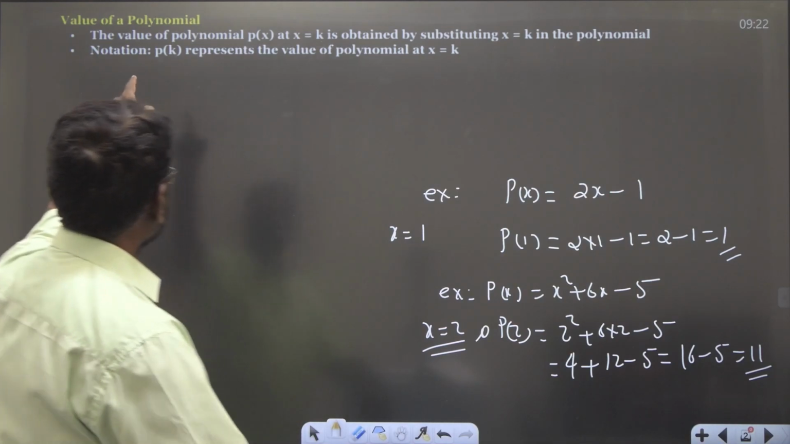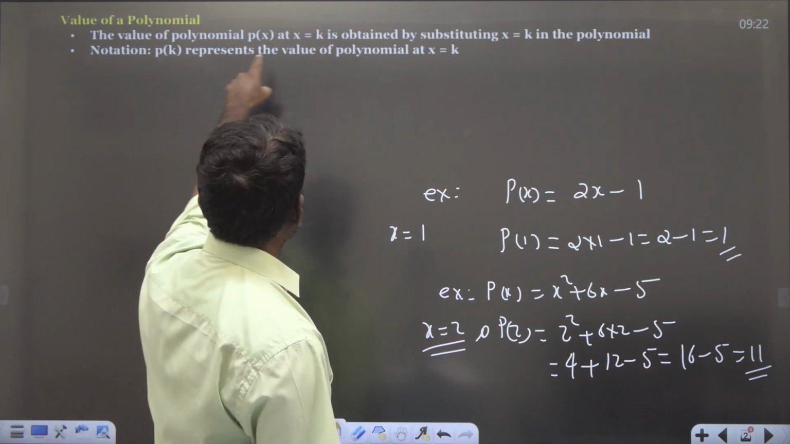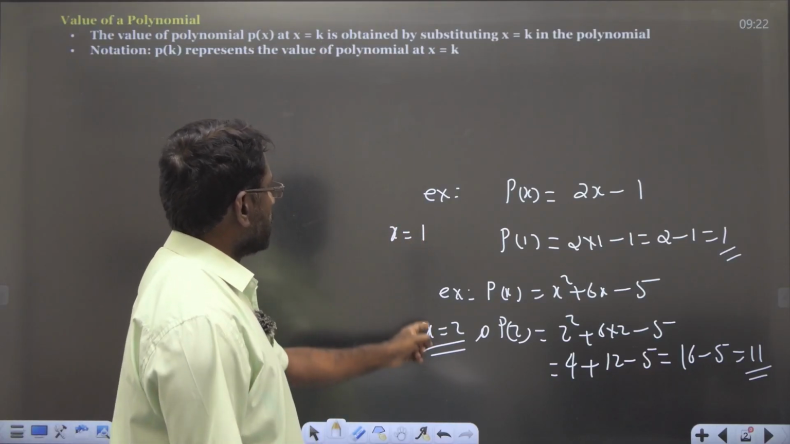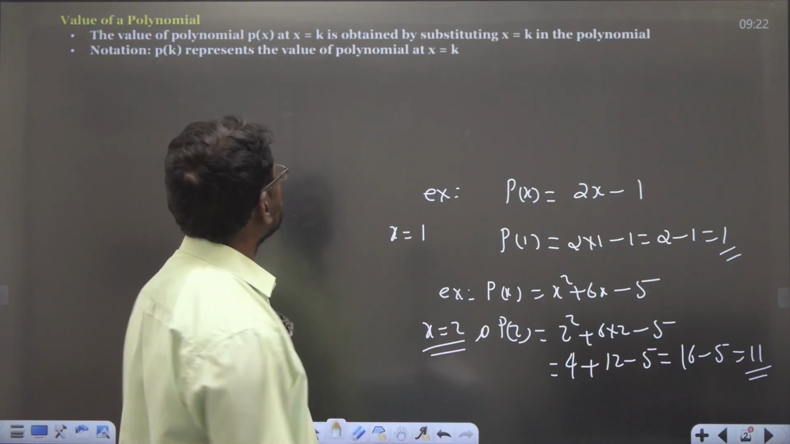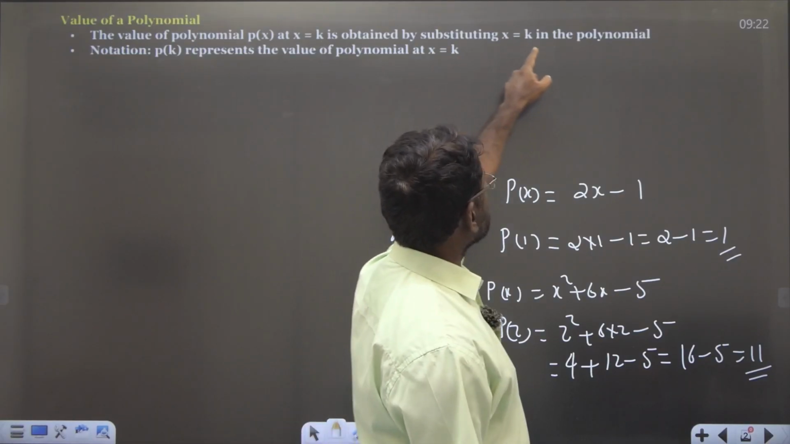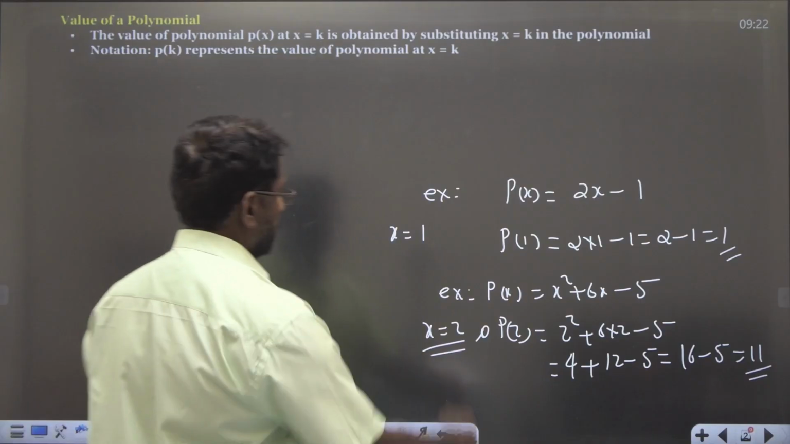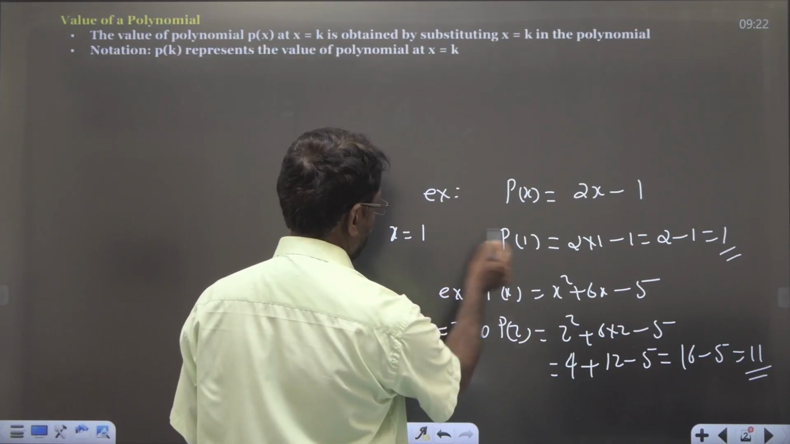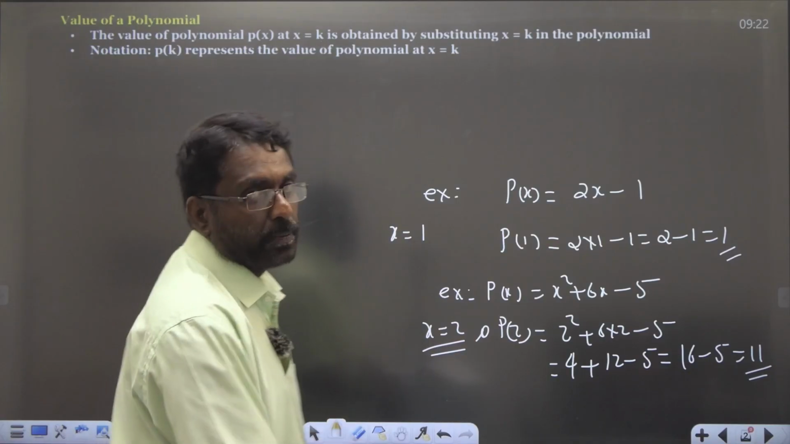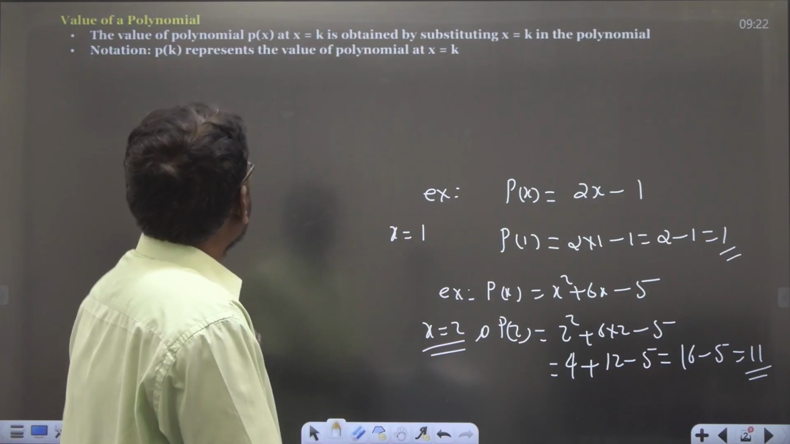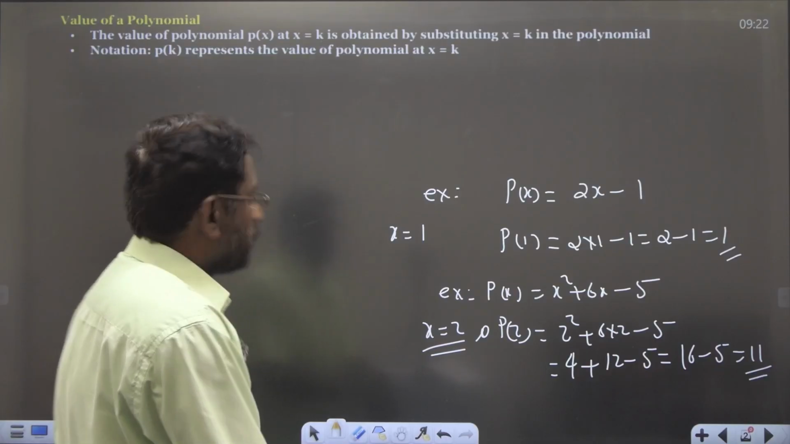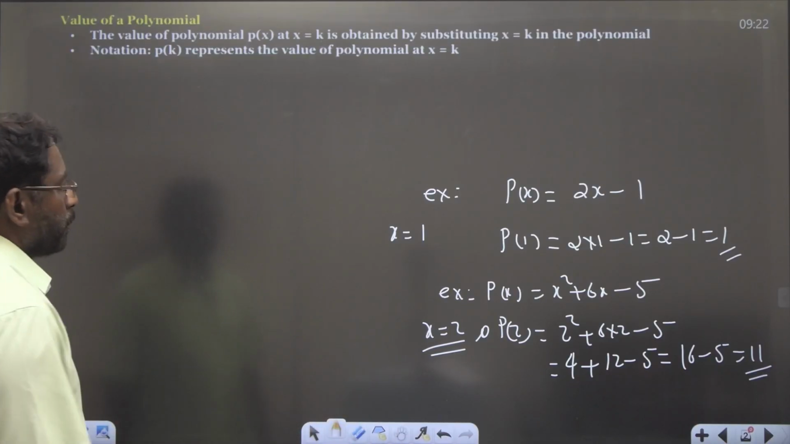Generally, we can say that the value of the polynomial p of x at x equal to k is obtained by substituting x equal to k in the polynomial. Here it is x equal to 1, here it is x equal to 2. Here we substitute x equal to 1 in the polynomial, and here we substitute x equal to 2. So this is called the value of the polynomial.